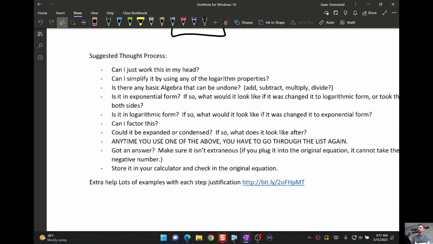All right, and then here's the process of our notes, starting from can you just do this in your head all the way down to the factoring type of question. So those are the things that you need to consider.